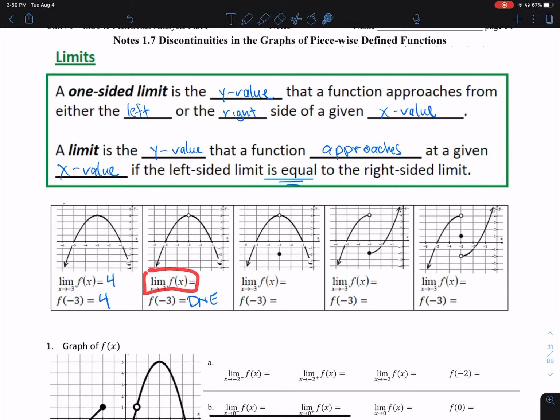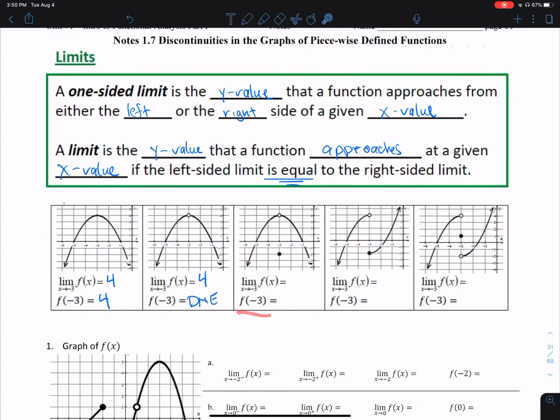This is a different question. It is read, what is the limit of f of x as x approaches -3? What it means is, as you get closer to -3 from the left and the right, what is y getting closer to? Well, these are both getting closer and closer to the y value of 4. So the limit is 4.